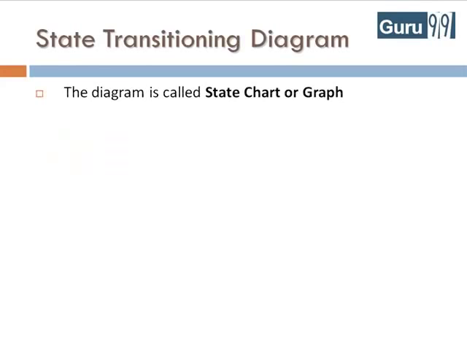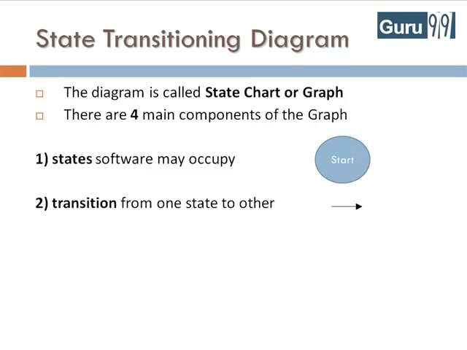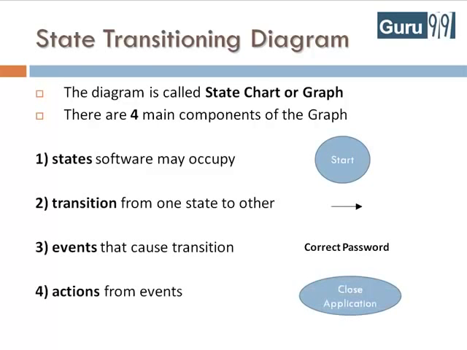This diagram is called a state chart, or state graph. There are 4 main components of the graph: states that the software may occupy, transitions from one state to another, events that cause transitions, and actions that result from events.